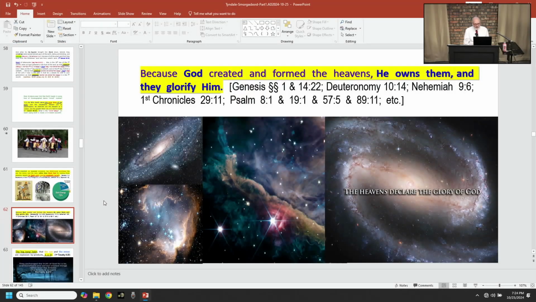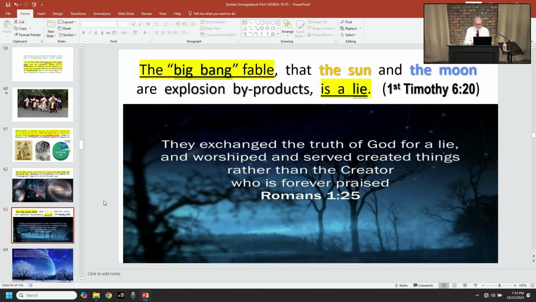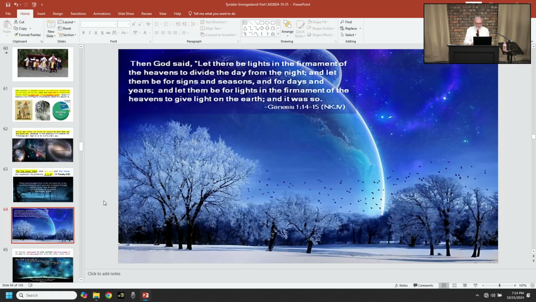Well, God created the heavens, and so he owns them, and they glorify him. And there's lots of verses in the Old Testament that talk about that. Whereas the Big Bang is just, as 1 Timothy 6:20 would say, science falsely so called. Or as Paul said, they exchanged the truth of God for a lie and worshiped and served things rather than the Creator, who is forever blessed.